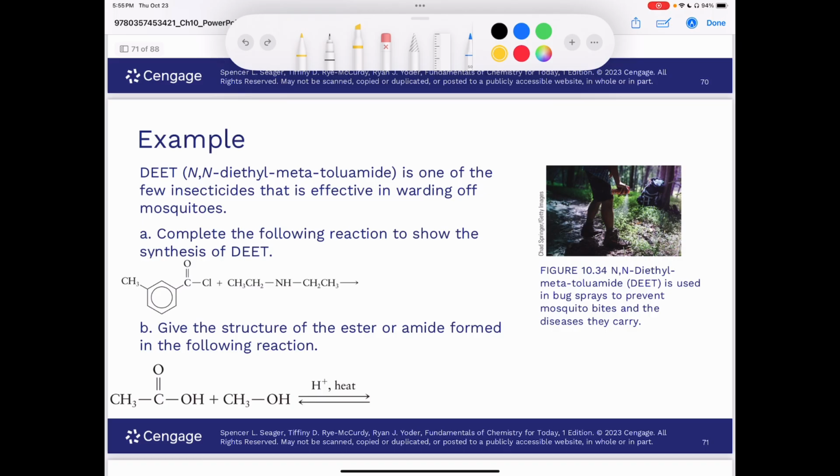Okay, so let's take a look at an example to practice here. DEET, or N,N-diethyl-meta-toluamide, is one of the few insecticides that is effective in warding off mosquitoes. Complete the following reaction to show the synthesis of DEET, and then below, give the structure of the ester or amide formed in the following reaction.